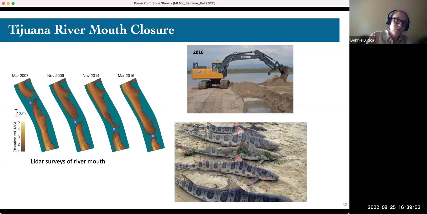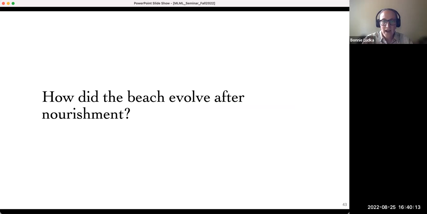So we know we have these low-lying homes that are vulnerable, and there was sand placed in front of them to prevent flooding. And you also have this issue of river mouth closure. And how can we assess the impact of the nourishment? Well, we need to monitor those sand levels and waves and track where things went. So how did the beach evolve after nourishment is really the question that we are after.